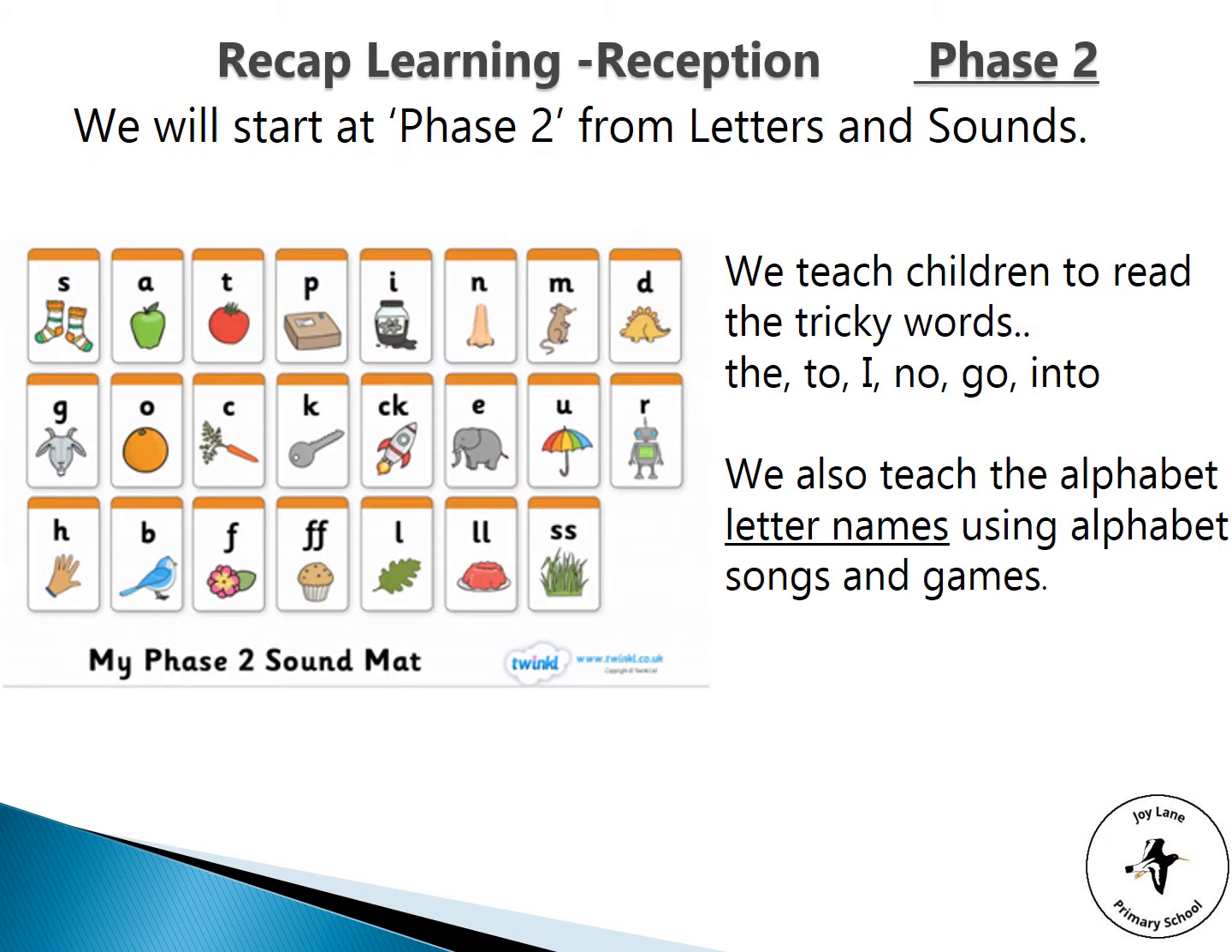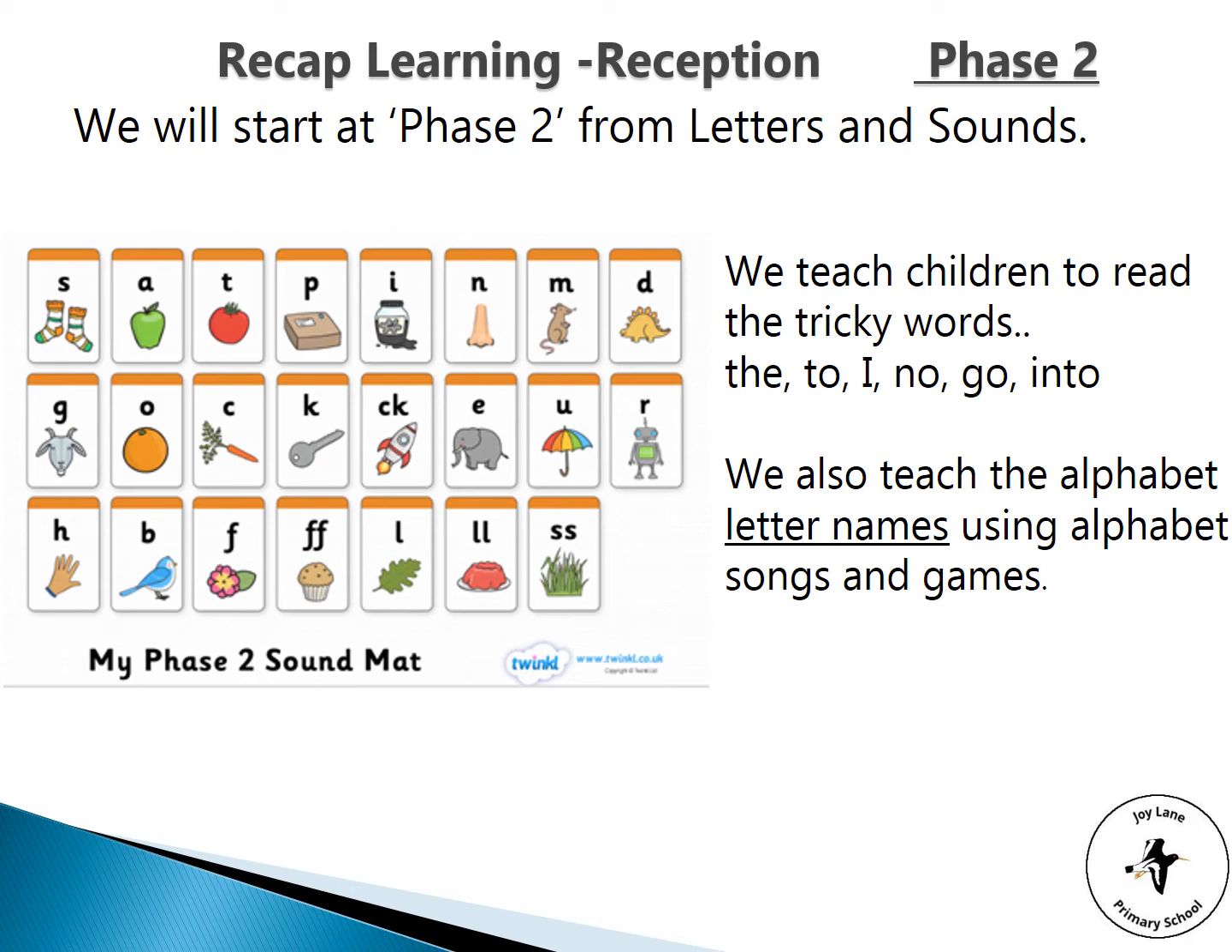Okay, so as I mentioned before, quite a lot of Phase 1 letters and sounds has already been covered in our preschool settings. So Phase 1 is a lot about rhyming, alliteration, identifying sounds, listening for sounds in the environment. So when the children come to reception, it's when we can start Phase 2.